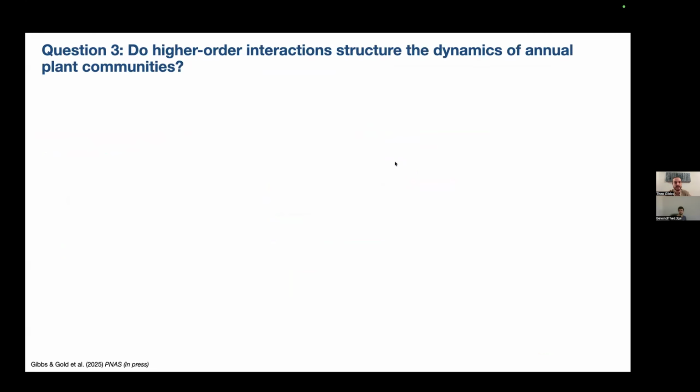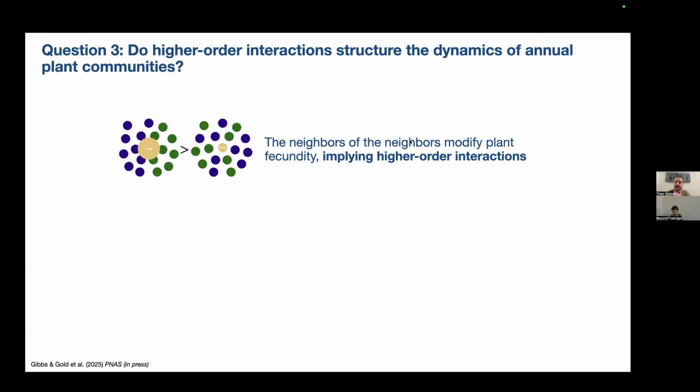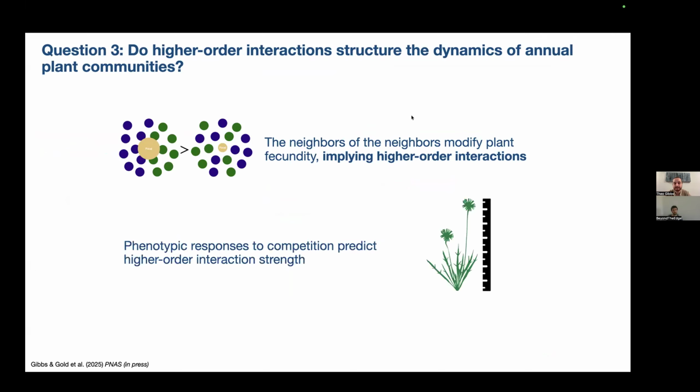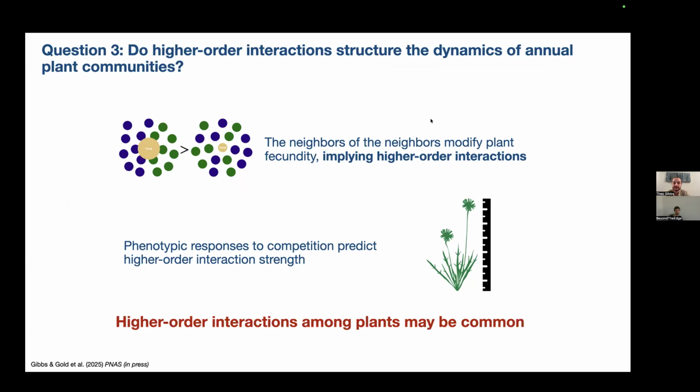Okay, so I just want to briefly summarize the answer to this third question. Do higher order interactions structure the dynamics of annual plant communities? We found that the neighbors of the neighbors modify plant fecundity, suggesting that there are kind of competitive higher order interactions in the system. We also found that phenotypic responses to competition can predict higher order interaction strength. So it suggests a possible mechanistic underpinning for these higher order interactions.